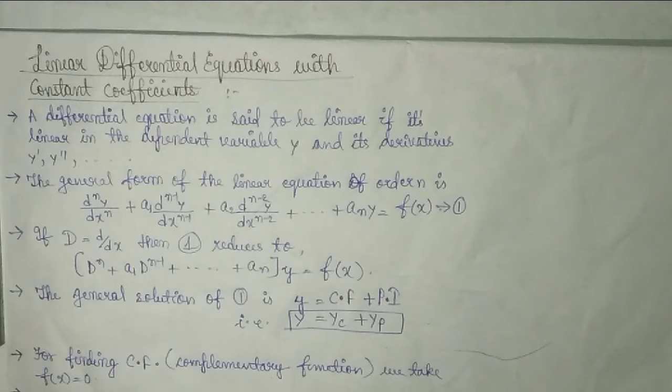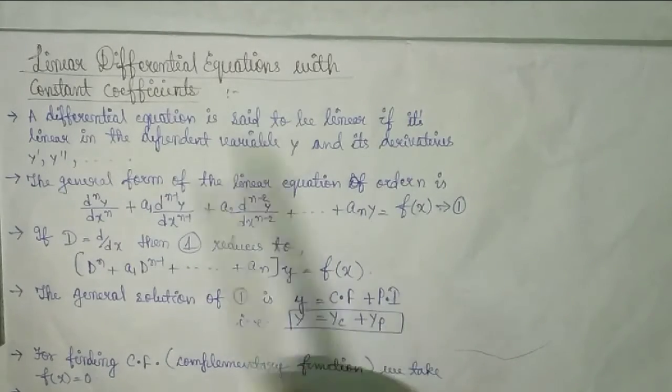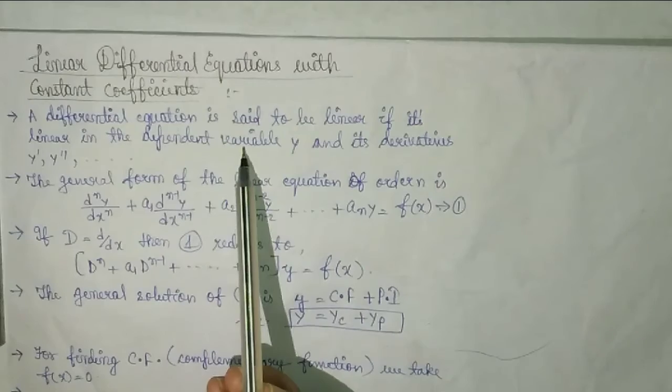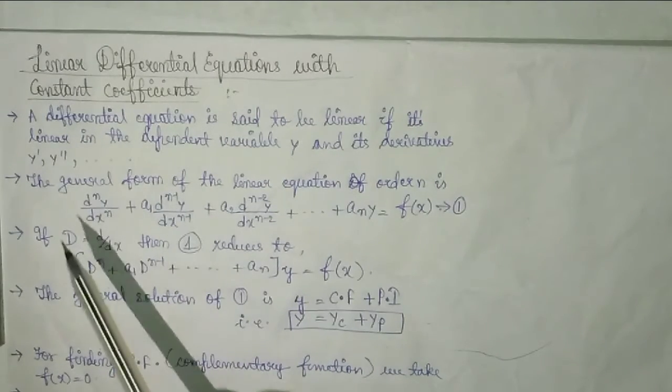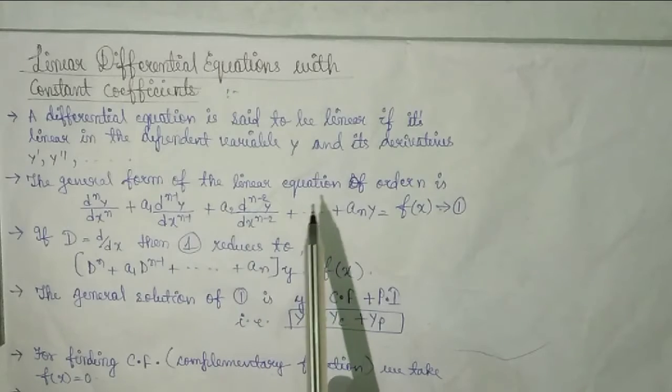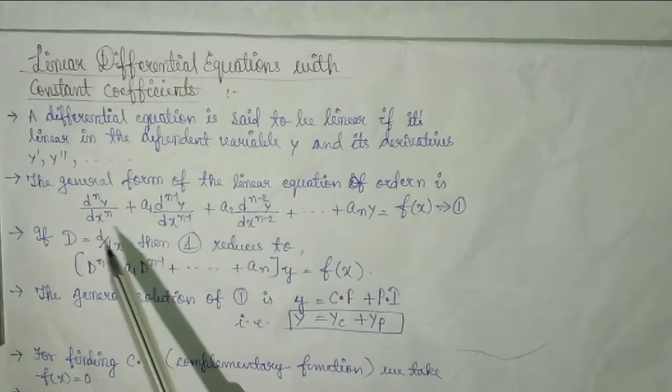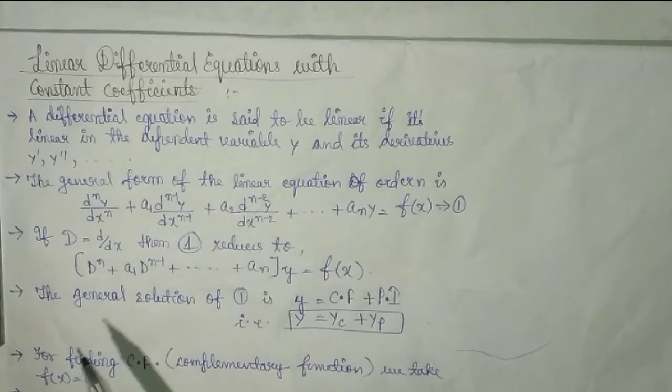Hello everyone. Today's topic is linear differential equations with constant coefficients. A differential equation is said to be linear if it's linear in the dependent variable y and its derivatives y', y'' and so on. The general formula of the linear equation of order n is given by this equation.